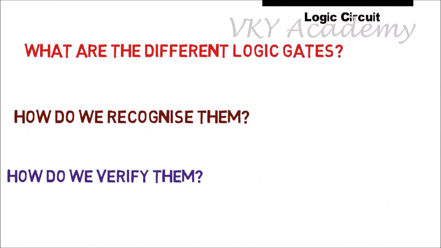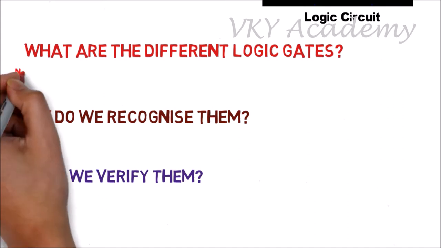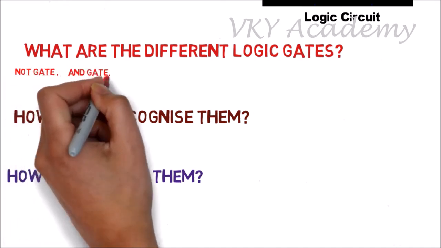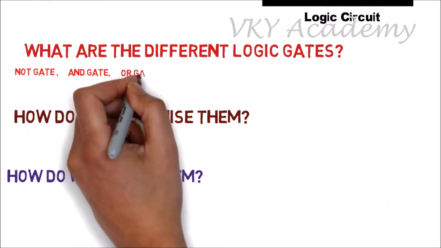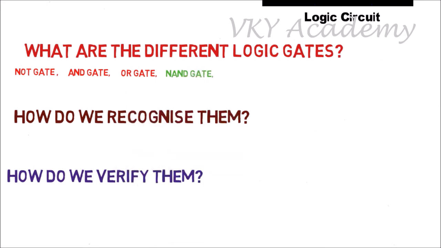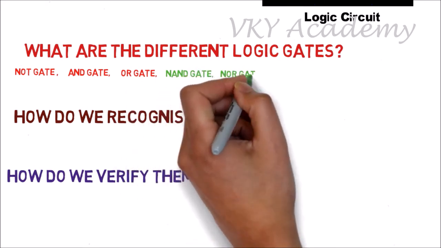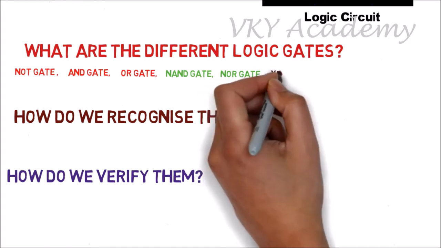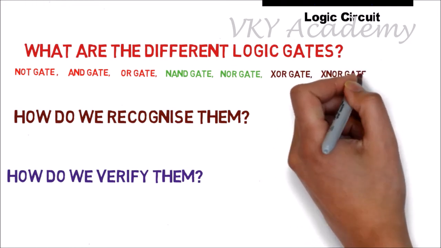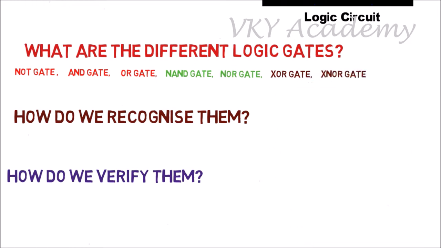Now coming to our next question, what are the different logic gates? The different logic gates are NOT gate, AND gate, OR gate. These three logic gates are called the basic logic gates. The next two logic gates are NAND gate and NOR gate, which are called universal logic gates. We will discuss in a future lecture why these logic gates are called universal logic gates. The remaining two logic gates are XOR gate and XNOR gate, which are derived logic gates.